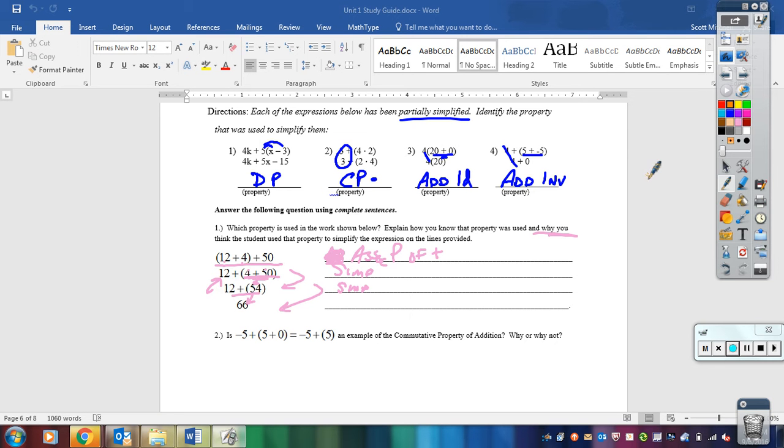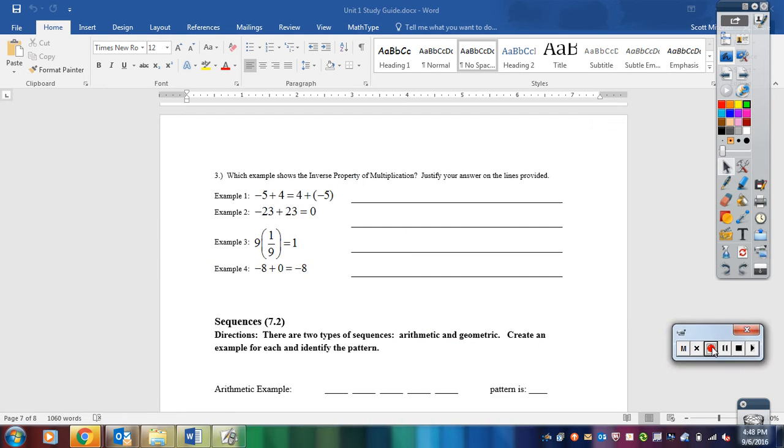Number 2, down here, is negative 5 plus 5 plus 0 equals negative 5 plus 5, an example of the commutative property of addition. The answer is no. The commutative property changes order. The order didn't change. What happened was, see how the negative 5 is still the negative 5? So I'm going to ignore that. But 5 plus 0 turned to 5. That's the additive identity. Add 0, stay the same. So why is it not? Because the order didn't change. That's why not.